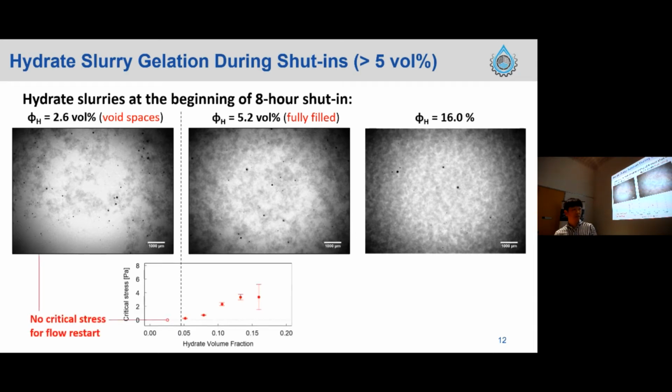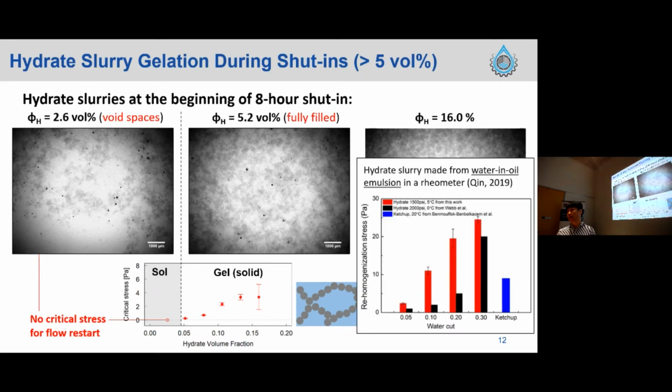In addition, at 2.6 volume percent, the critical stress for flow restart wasn't observed, but at 5.2 volume percent, the critical stress was observed. This suggests the gel-state hydrate slurries form during shut-in periods at least above about 5 volume percent of hydrate. And this trend is similar to that in oil-dominant systems.